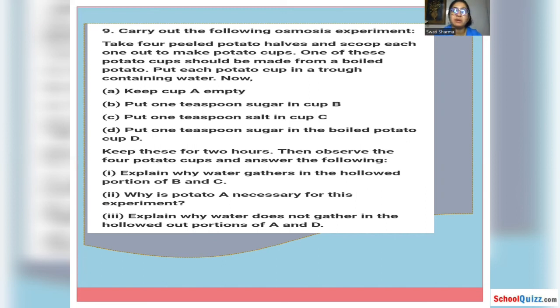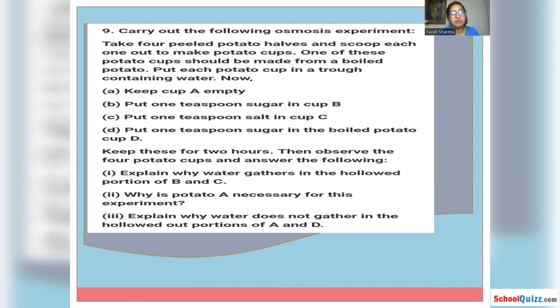Put each potato in a trough containing water. You should take a trough or a tub filled with water, and keep the cups in it. Then there are certain conditions. First, keep cup A empty. Nothing should be inside cup A. Second, put 1 teaspoon sugar in cup B. Third, put 1 teaspoon salt in cup C. Fourth, put 1 teaspoon sugar in the boiled potato, cup D. So these 4 are the cases.